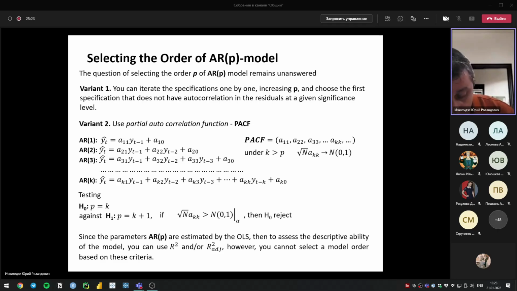That is, in other words, we simply build this PAC function in the application package and determine the parameter P based on the significance of the PAC coefficient. As soon as the PAC parameter becomes insignificant, we immediately cut off the following autoregression lags, not using them and not including them in the model.